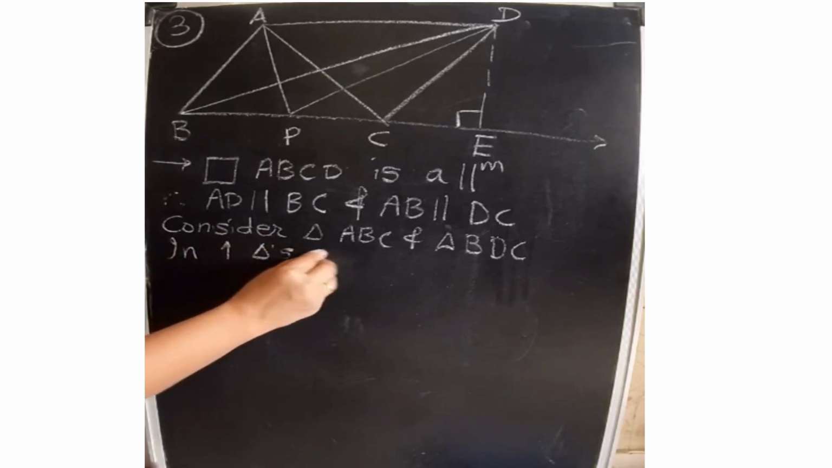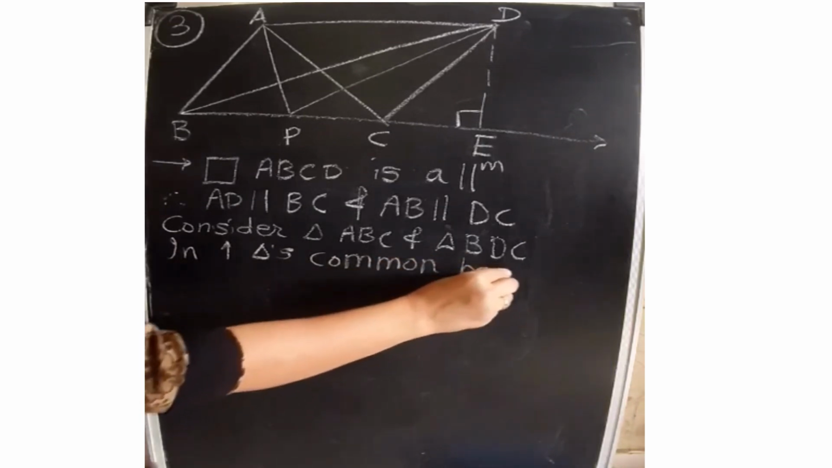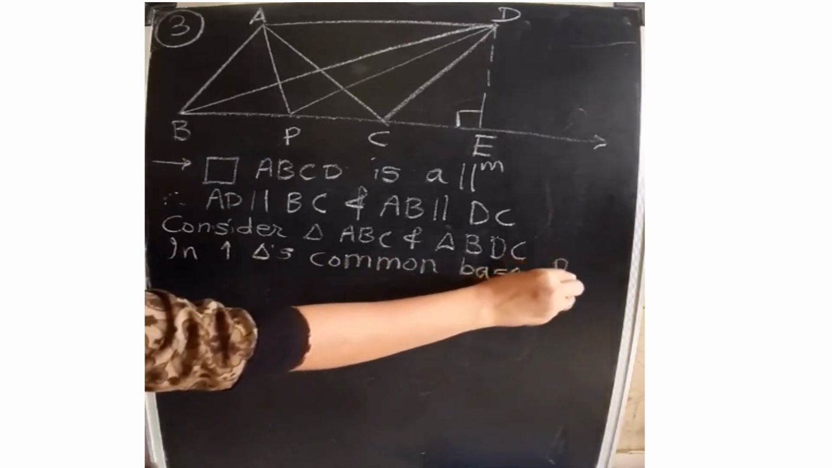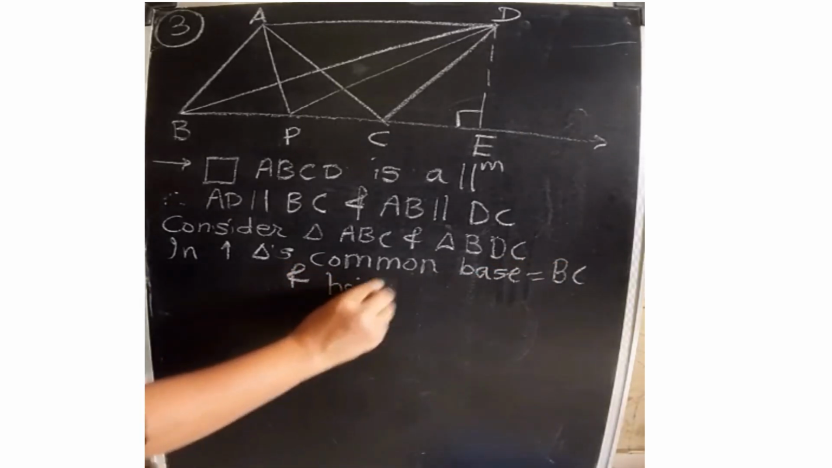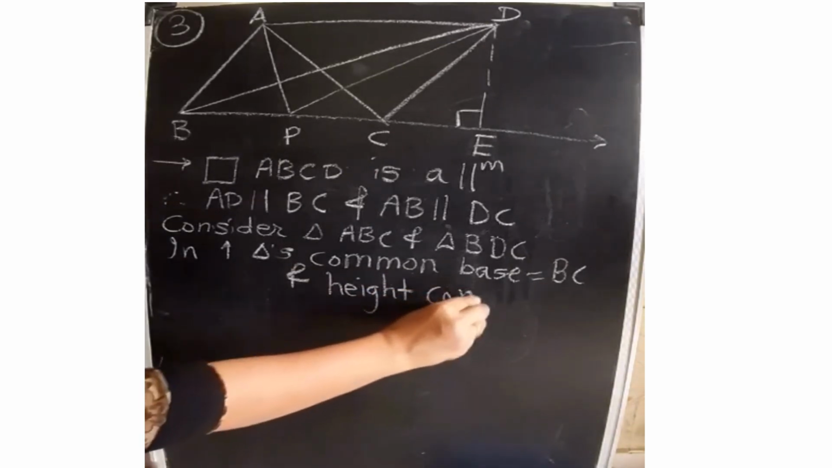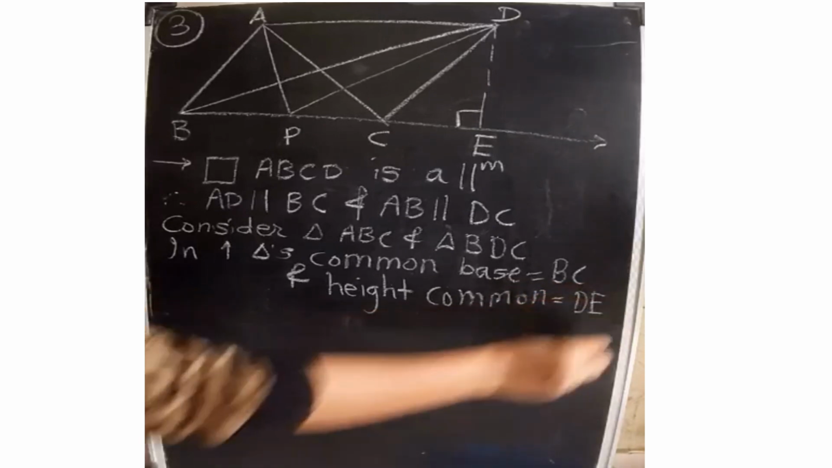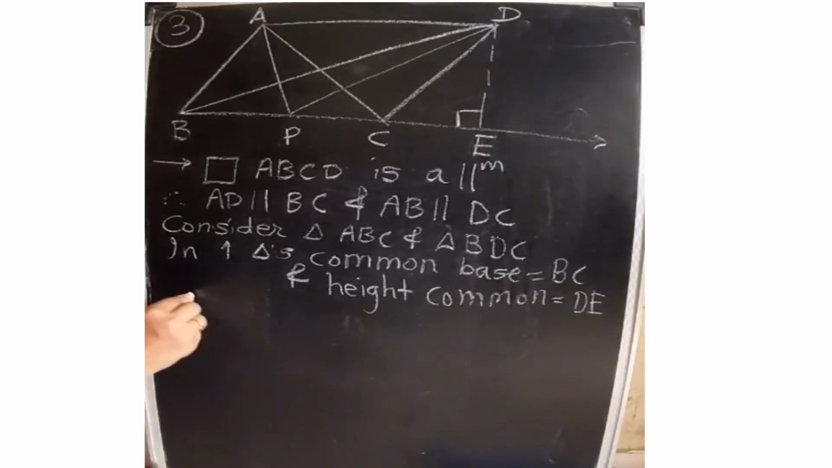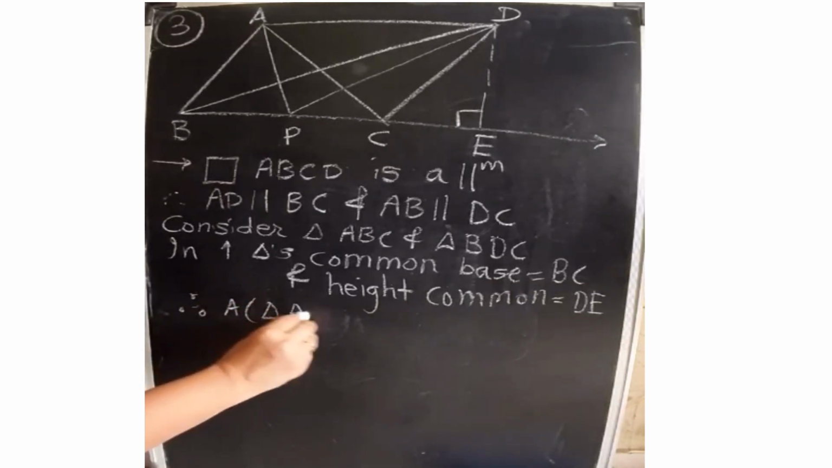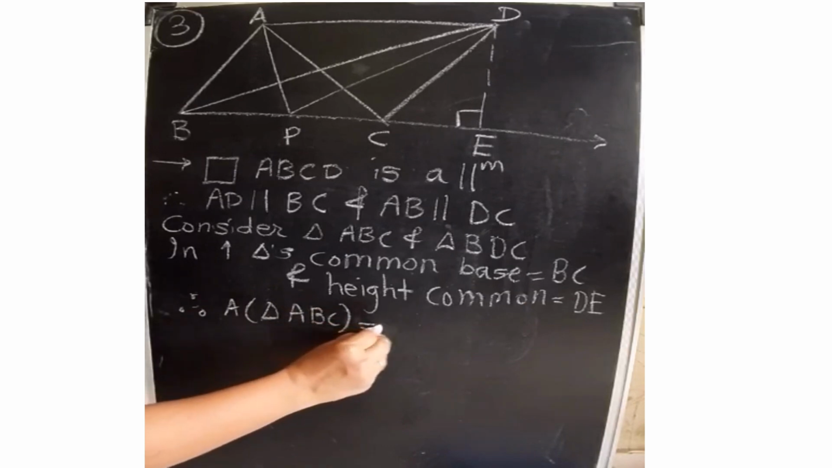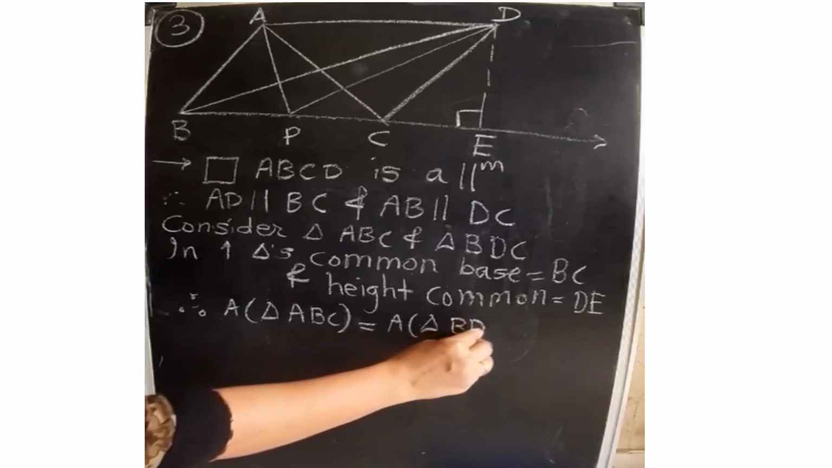Area of triangle ABC, and in triangle BDC, the triangles have a common base, that is BC, and a common height, that is DE. So the triangles have equal base and equal height. Therefore, area of triangle ABC is equal to area of triangle BDC.